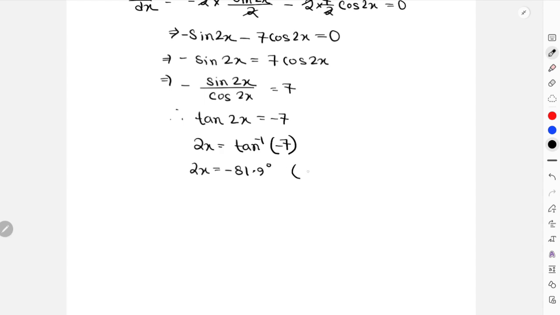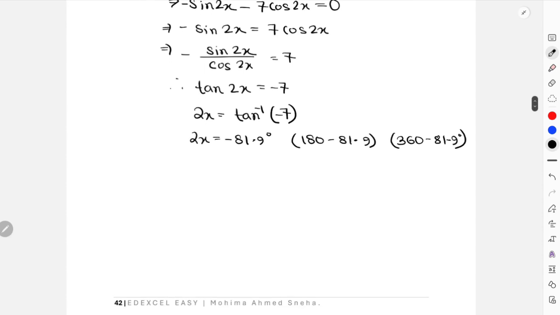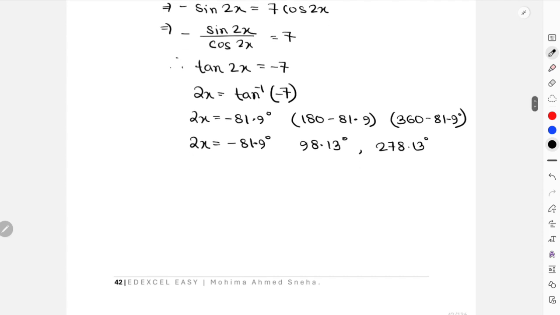For the second value, it will be 180 plus the first value, but the first value itself is negative, so it will be 180 minus 81.9, which gives 98.13. And then for the third value it was 360 plus the first value, but then again it will be negative, so 360 minus 81.9, which gives 278.13. Now these are the values for 2x, not just x. In order to find out the value for x, divide all the data by 2.